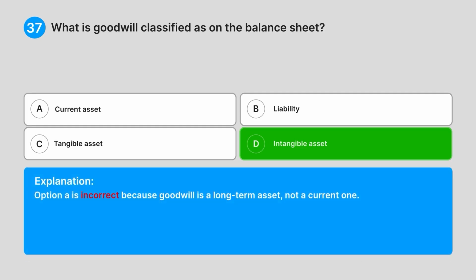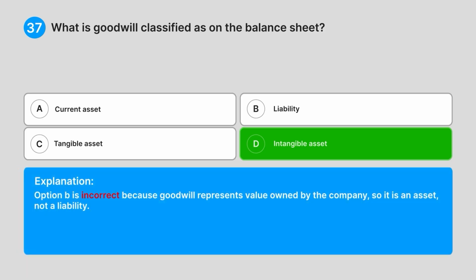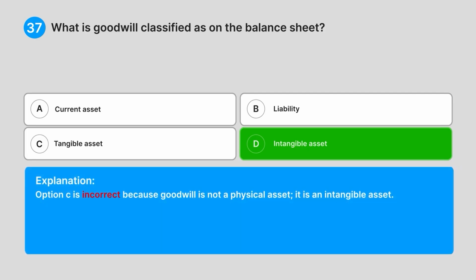Option A is incorrect because goodwill is a long-term asset, not a current one. Option B is incorrect because goodwill represents value owned by the company, so it is an asset, not a liability. Option C is incorrect because goodwill is not a physical asset. It is an intangible asset.